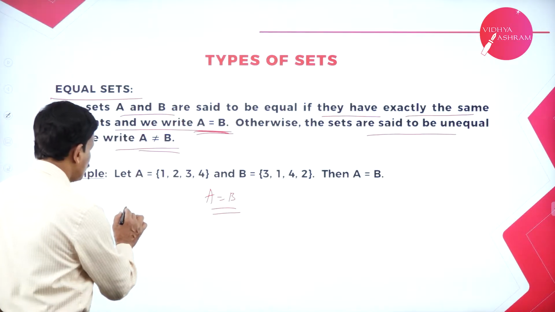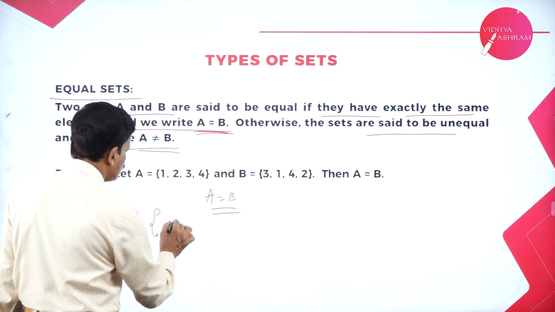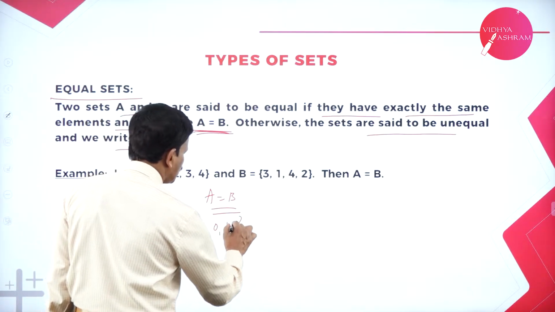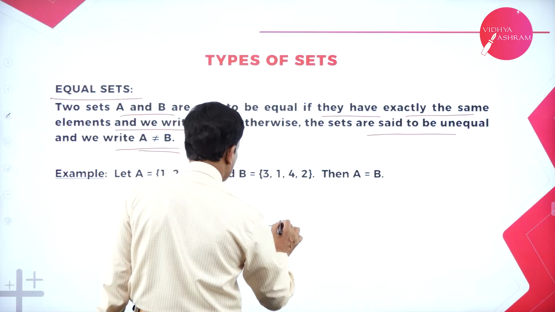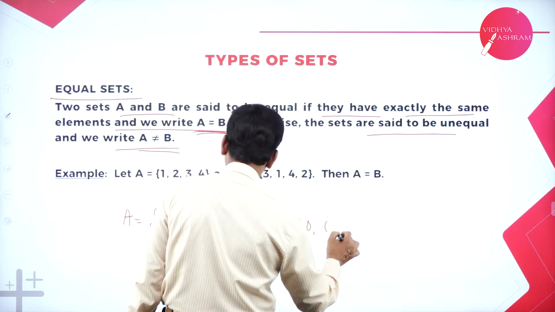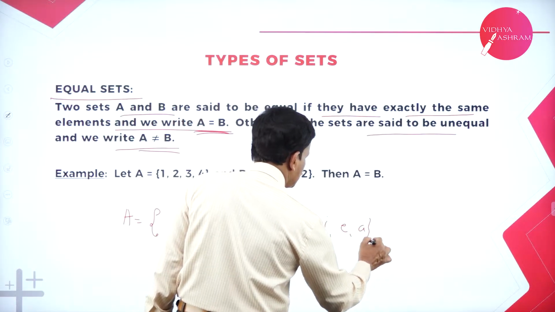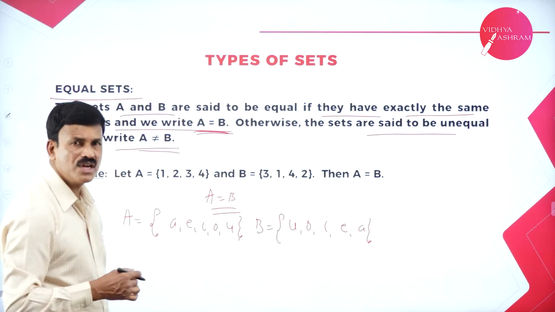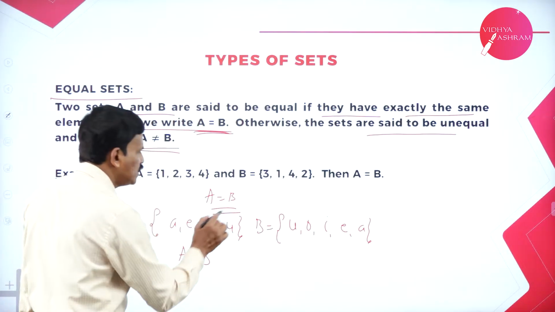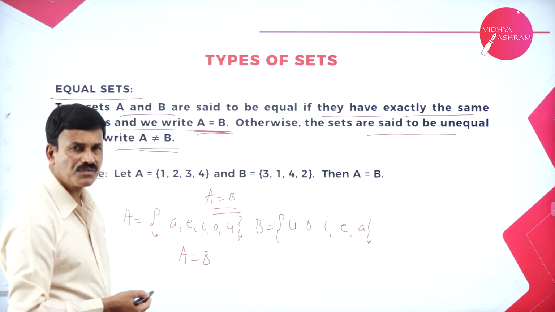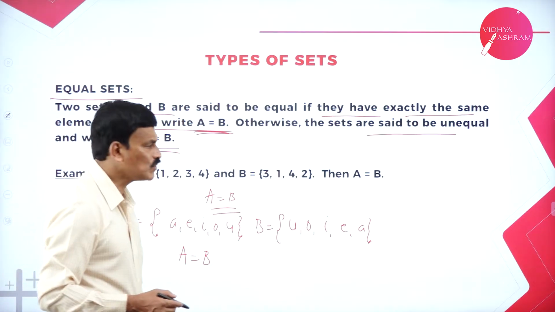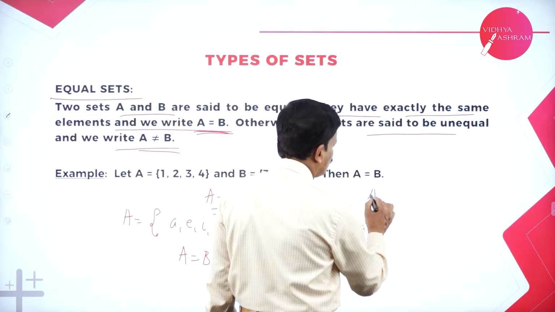Now let us consider one more example. If A = {A, E, I, O, U}, then another set B = {U, O, I, E, A}. Here also it contains all the vowels, so the number of elements in set A is 5, the number of elements in set B is also 5, and we have the same elements, therefore A = B.